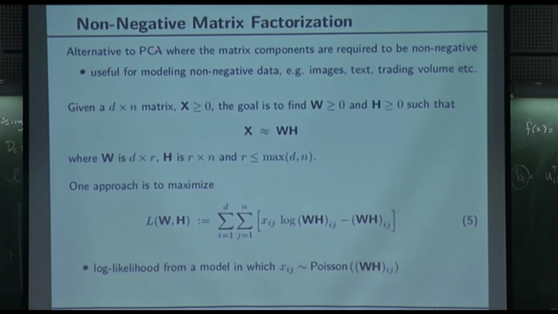And we are saying that it's an alternative to PCA where the matrix components are required to be non-negative. It's useful for modeling non-negative data, images, text, trading volumes, etc. Here, I've been given a D by N matrix X which is greater than or equal to 0. All components of X are greater than or equal to 0.